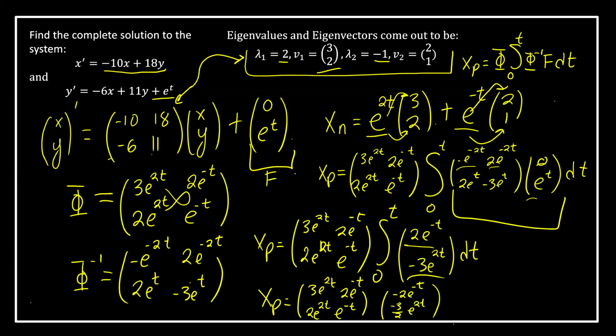Now we just multiply this matrix with this vector, and we will have our particular solution. So when we multiply the top, we get a minus 6e to the t minus 3e to the t, so we end up with a minus 9e to the t. And when we do the bottom part, we have a minus 4e to the t minus 3/2 e to the t, and that comes out to a minus 11/2 e to the t. And that is our answer.